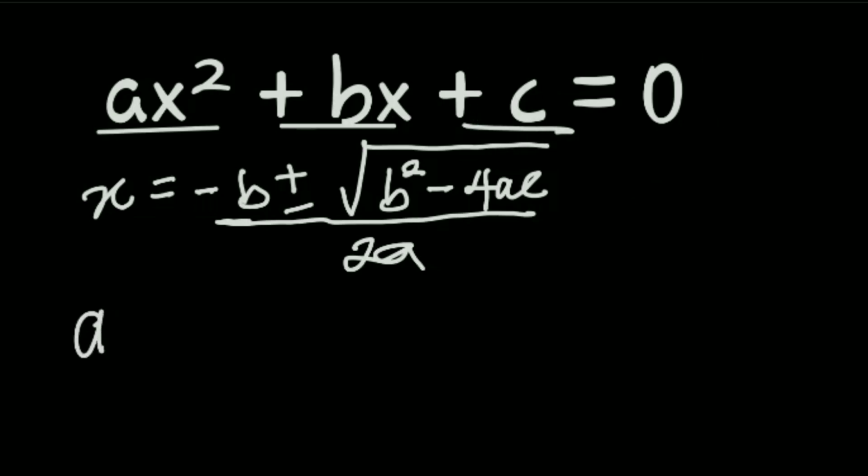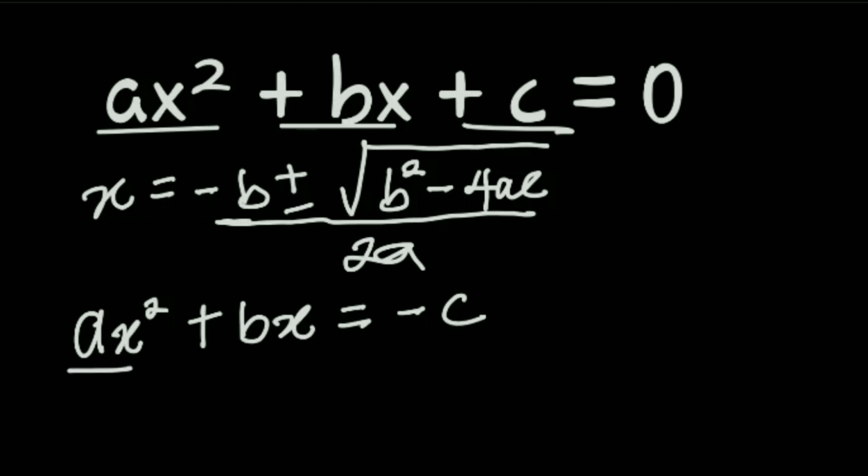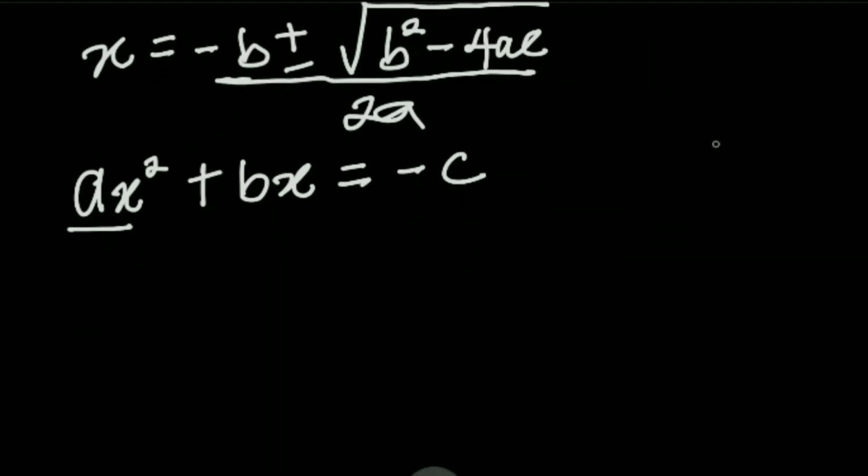So this becomes ax squared plus bx equals minus c. The next thing is, ensure that the coefficient of the quadratic term is plus 1. This is the quadratic term, that is ax squared. The coefficient of x squared is a. We need to make this 1. To make this 1, we divide through by the coefficient of x squared.